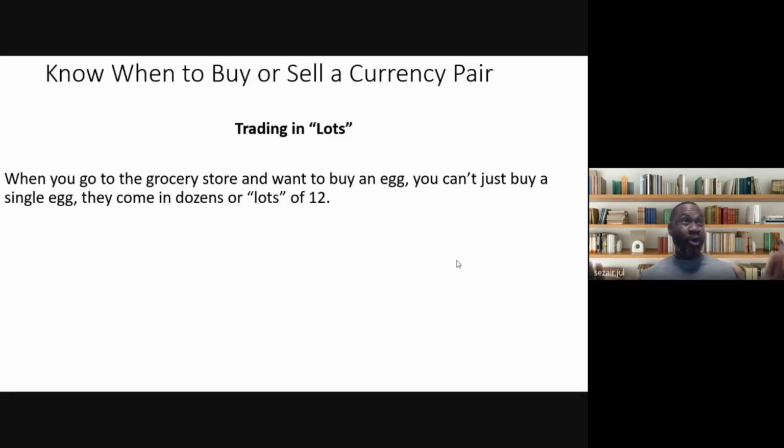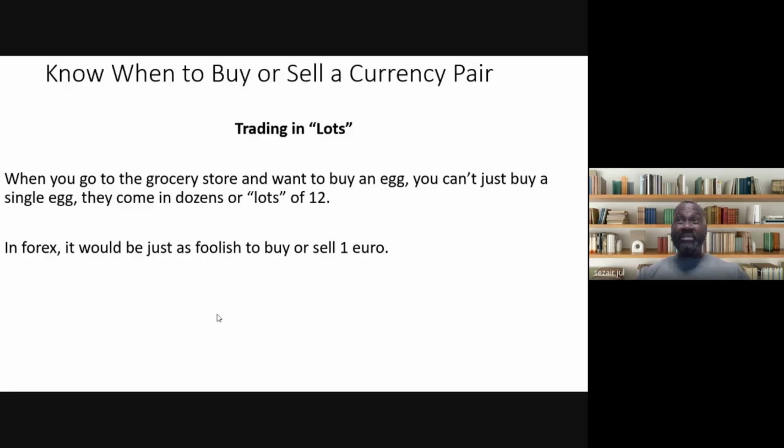So this is the same way. Always refer to the eggs analogy. You can't buy one egg, you can't buy one pair, you have to buy a lot of it. In a lot of a dozen, you have to buy 12 eggs. Even if you need one egg, you have to buy 12. The same way, even if you need to buy one pair, you have to buy the whole lot.